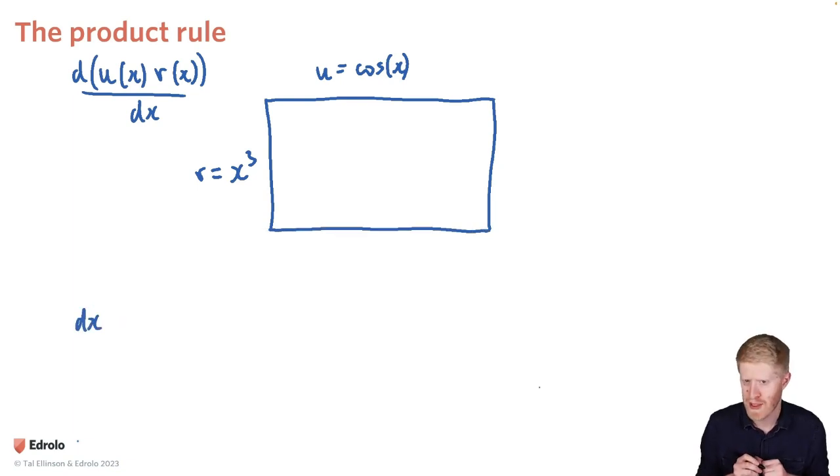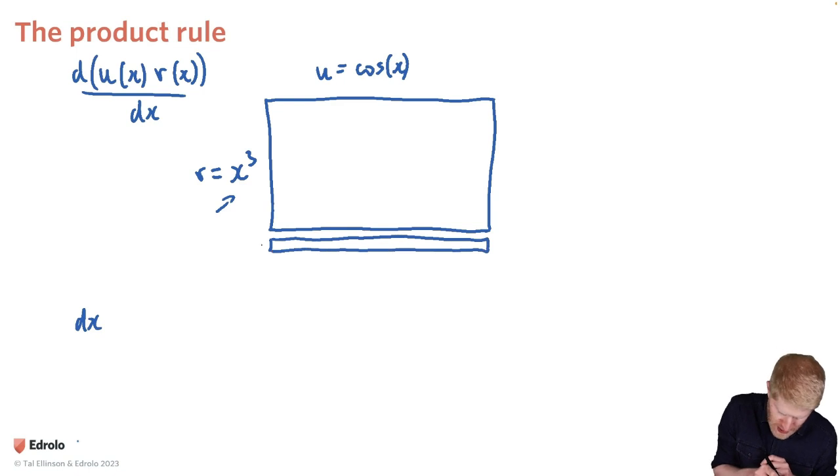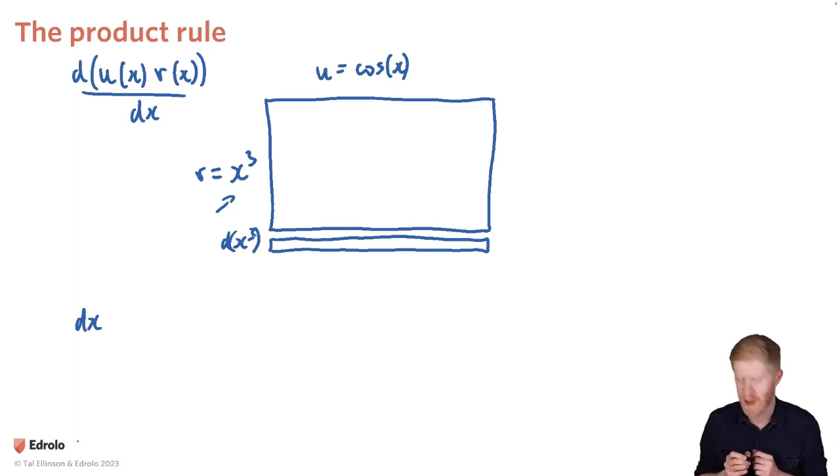Let's think about what happens if we increase x by a little amount. We give it a nudge, okay? If we were to nudge x, that's going to result in a nudge to x cubed. And then this side of the rectangle is going to get bigger. It's going to be a nudge of x cubed that came from a nudge in x.